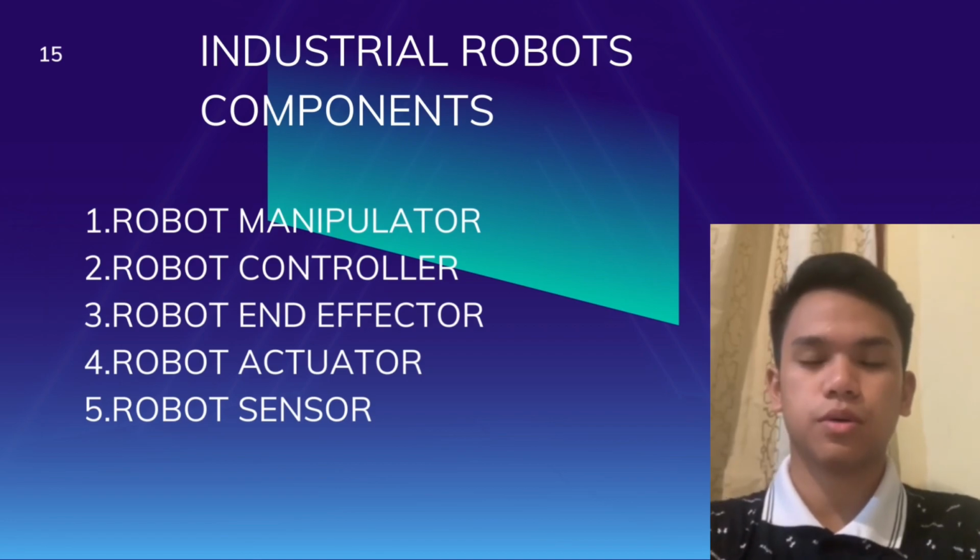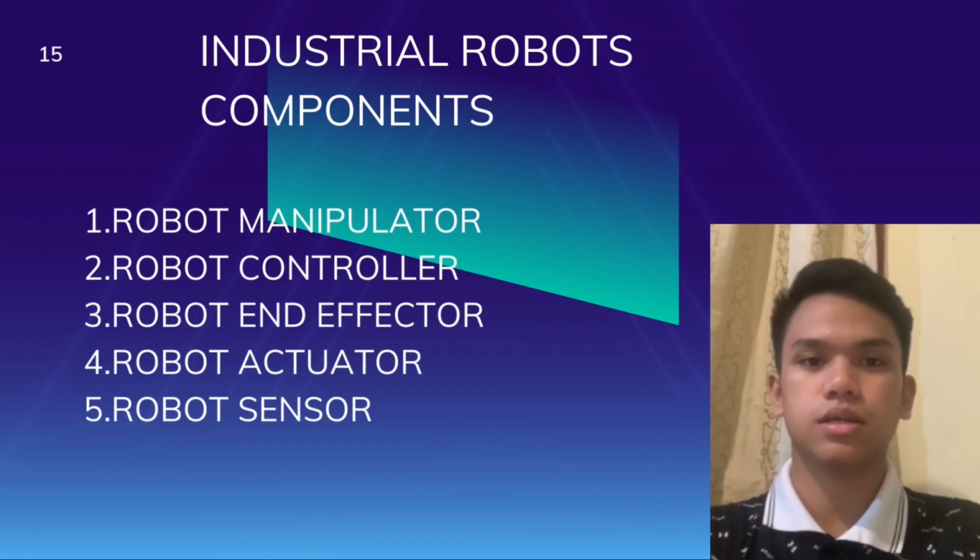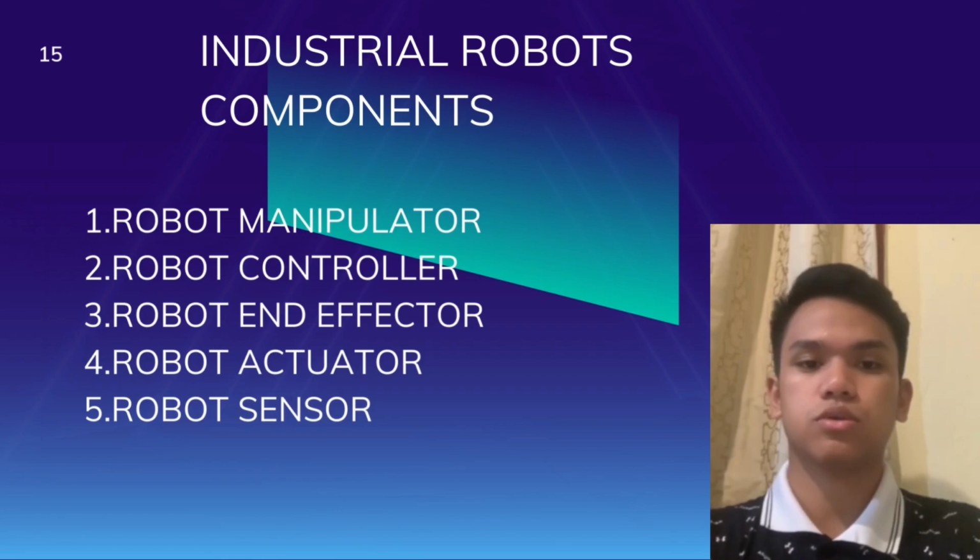Industrial robot components. First is the robot manipulator. Second is the robot controller. And the third is the robot end effector. The fourth is the robot actuator. And the last one, number 5, is the robot sensor.